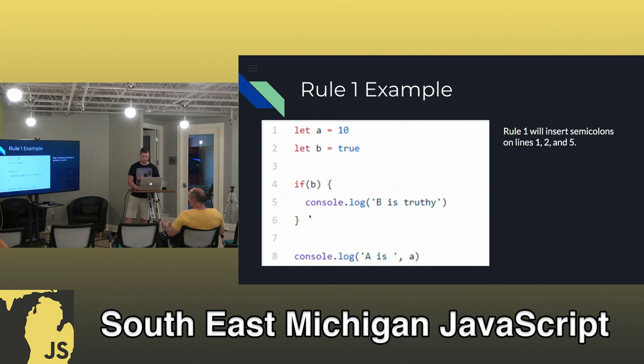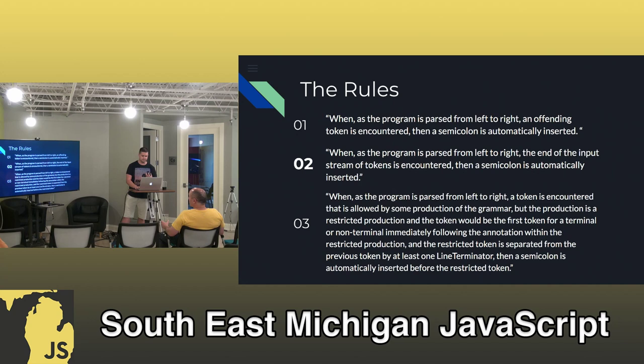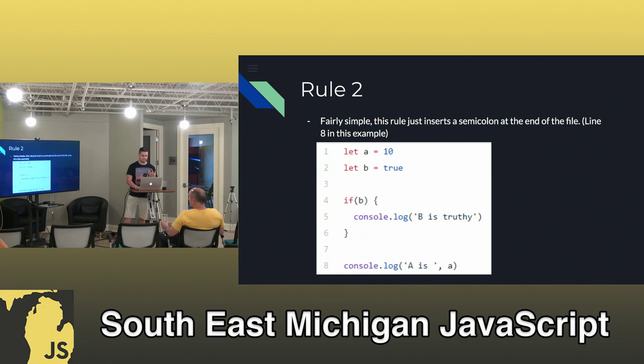Rule two is honestly the easiest rule. As the program is parsed from left to right, if the end of the input stream of tokens is encountered, then a semicolon is automatically inserted. Again, this is a little bit fancy. All it means is a semicolon is inserted at the end of the file or the input stream, wherever your code is from. I don't know why they have to make it three sentences. It just means insert a semicolon at the end of the file, that's it. So on line eight here, we would get a semicolon.